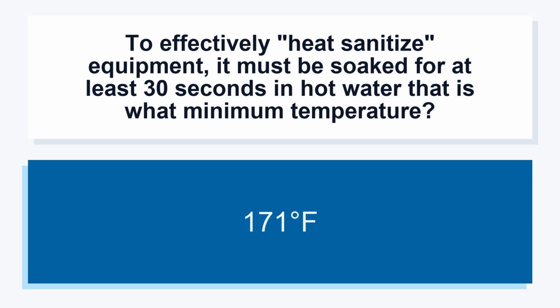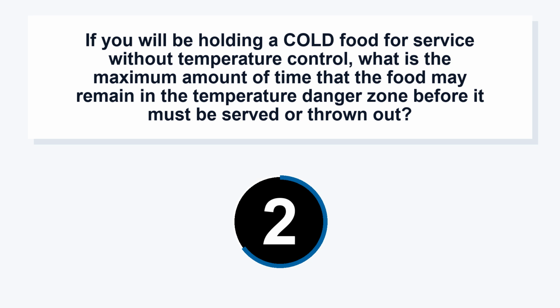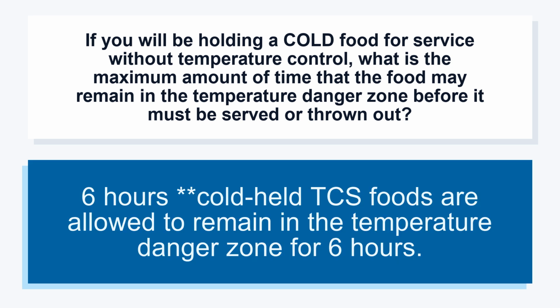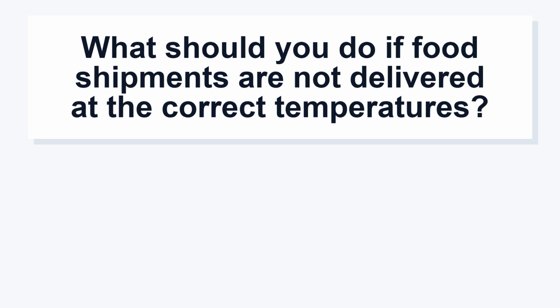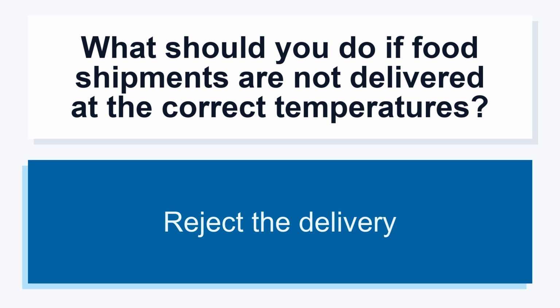171 degrees Fahrenheit. If you will be holding a cold food for service without temperature control, what is the maximum amount of time that the food may remain in the temperature danger zone before it must be served or thrown out? 6 hours. Cold-held TCS foods are allowed to remain in the temperature danger zone for 6 hours. What should you do if food shipments are not delivered at the correct temperatures? Reject the delivery.